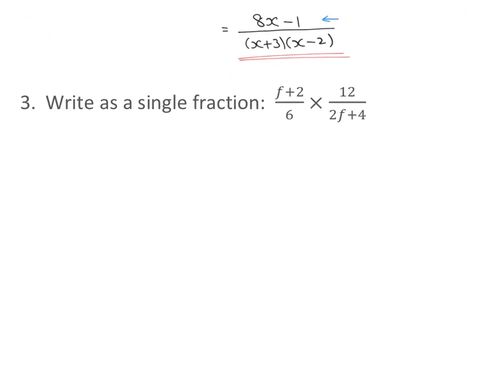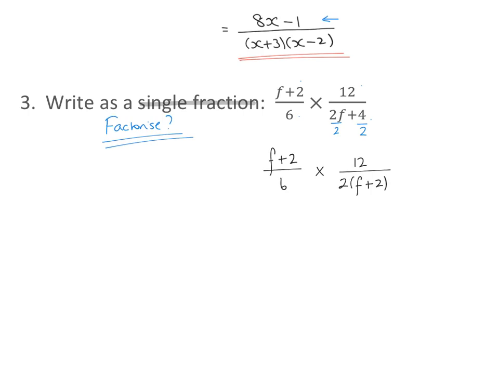Number 3, write as a single fraction, and now we are timesing. Now remember, the first thing we always want to do is we want to see if we can factorise first, and it's really important we do this first every time. So that won't factorise, that won't factorise, that won't factorise, but this actually will, because these both divide by 2. So f plus 2 stays the same, and then we can put 2 on the outside, and that's f plus 2 on the inside.